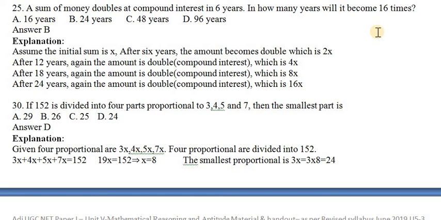And then what happened? Sorry, every 6 years it will be doubled, right, okay. So in 12 years it becomes 4x. For 18 years, it will become 8x, okay. Now 24 years, it becomes 16x. So now, to get 16 times the actual amount, we need to spend 24 years, okay.